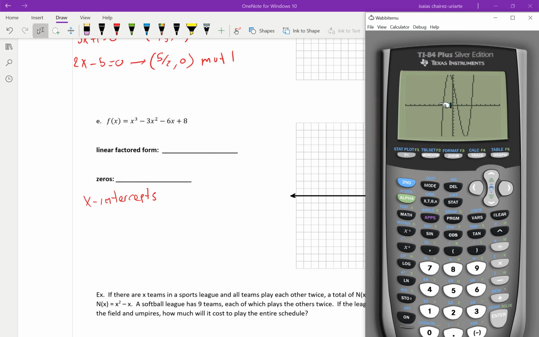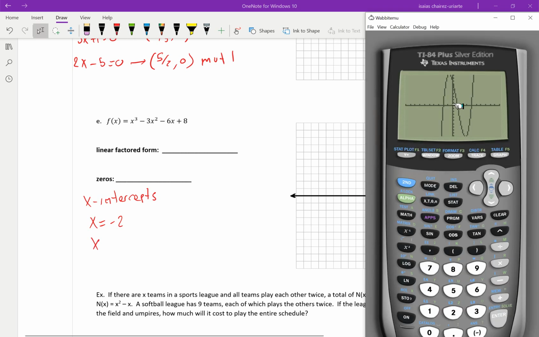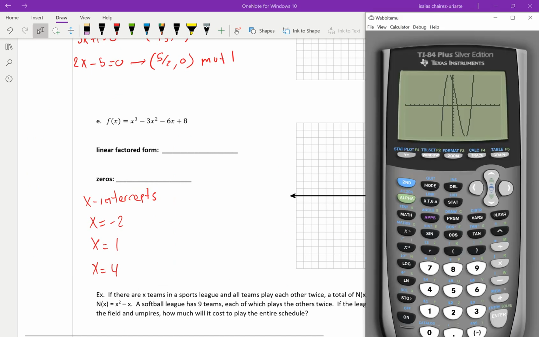So I think that at x equals -2, at x equals 1, and at x equals 4, that's where I have x-intercepts. Let me write that down. X equals -2, x equals 1 and x equals 4. Now, to be sure that x equals -2 is an x-intercept, what we could do is use our table.